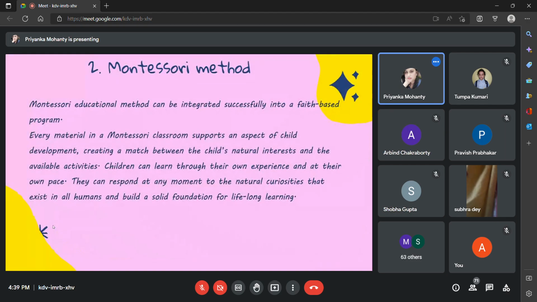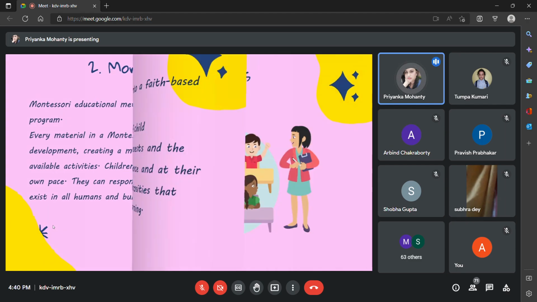Montessori method. The Montessori education method can be integrated successfully into a faith-based program. Every material in a Montessori classroom supports an aspect of children's development, creating a match between the child's natural interest and the available activity. Children can learn through their own experience and at their own pace. They can respond at any moment to their natural feedback. It exists in all humans and builds a social foundation for lifelong learning.